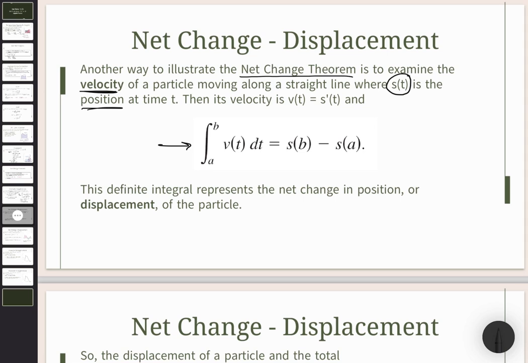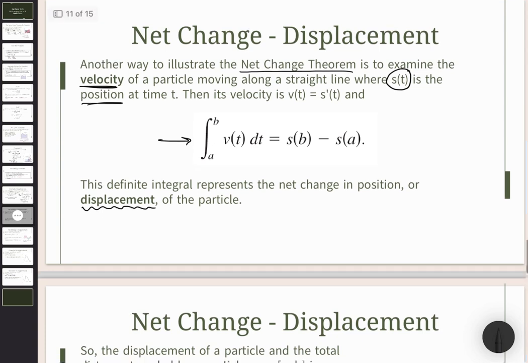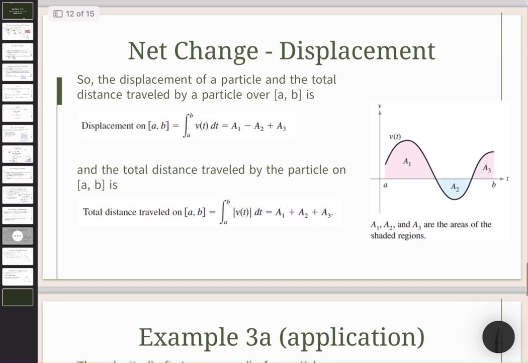When I integrate a velocity function, it's going to give me the change in position, and change in position is specifically called displacement. If you've taken physics, you've heard that term. If you haven't yet taken physics, you will hear that term a lot. Here's a way to graphically or visually think through this. The displacement of a particle and the total distance traveled are very related, okay?